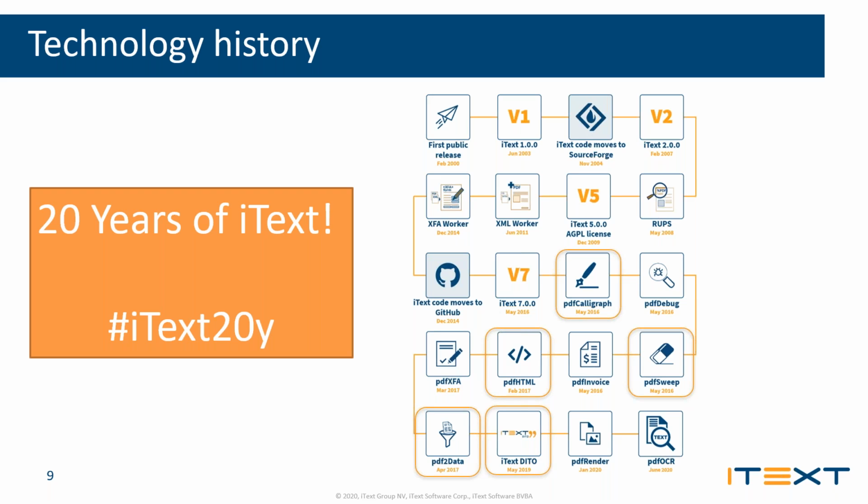We have iText DITO, a product which is our second foray into more business-like applications, so basically enabling actors other than developers to use our tools. It is a document generator that simplifies the process of creating and maintaining data-driven forms and templates by simply using a visual template designer and having a powerful backend for document generation. And finally, we have pdfOCR, our text recognition add-on that enables you to extract content from an image and make it accessible through a PDF.